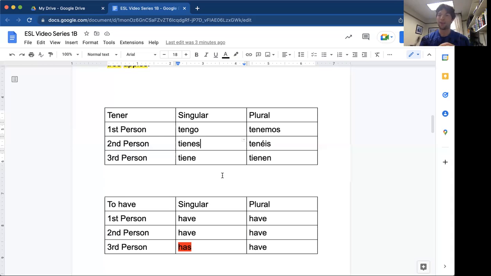But in English, you have to separate it out and you have to say I, because if you don't say I, you just say have a pen. Well, do you have a pen? Do we have a pen? Do they have a pen? You don't know, right? That's why that is.